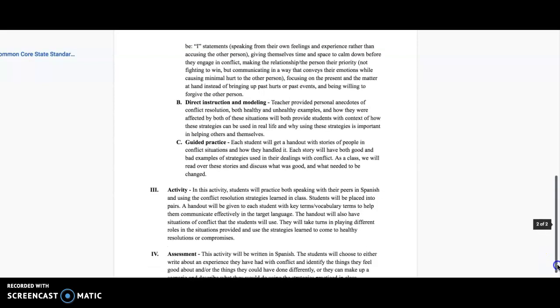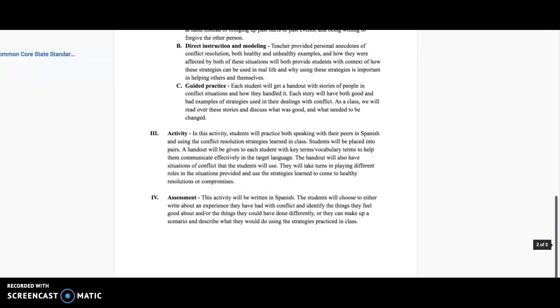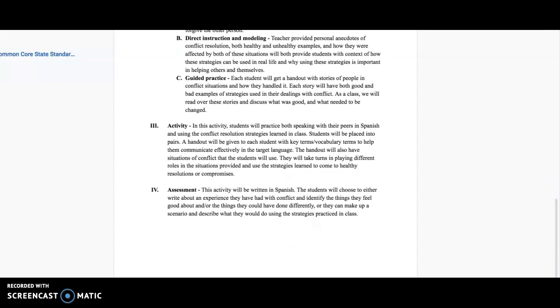After that guided practice, we'll go into a little bit more of an independent activity where the students will be paired up and they will be given a handout with key terms to help them communicate effectively in the target language. And they will also have a handout with situations of conflict, and the students will take turns playing roles in the situations provided, and they will use strategies that they learned in class earlier to come to healthy resolutions or compromises with each other.